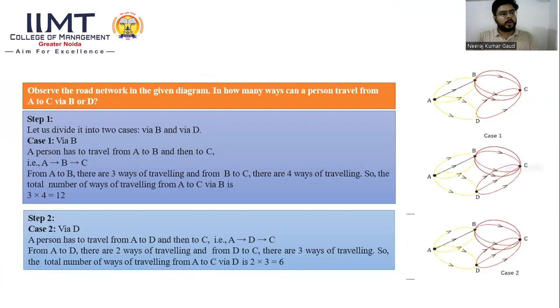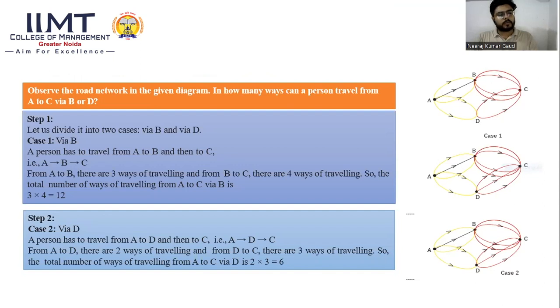Now take another example. Observe the road network in the given diagram. In how many ways can a person travel from A to C via B or D? Step 1. Let us divide it into two cases, via B and via D. Case 1, via B. A person has to travel from A to B and then to C. From A to B, there are 3 ways of traveling, and from B to C, there are 4 ways of traveling. So the total number of ways of traveling from A to C via B is 3 into 4, equal to 12.